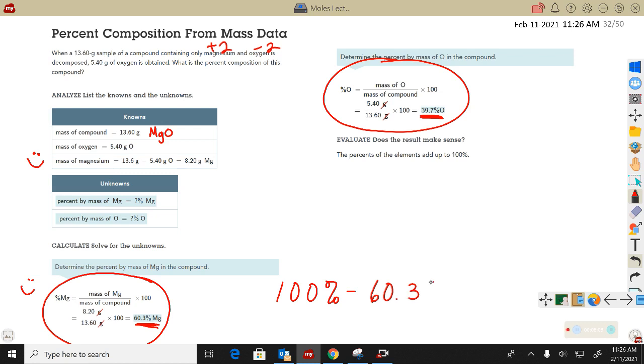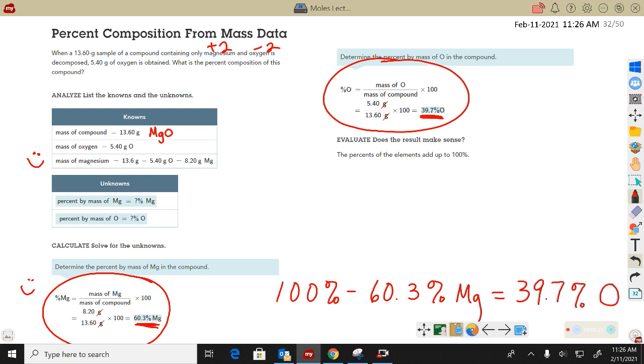Oh, what do you know? Magnesium. And the difference should be perfect, the 39.7% oxygen. So obviously you can set each of them up as mass of the element divided by mass of the compound. In the end, you can double check your work because they obviously should add to 100. Or you could just do one and then take that percent, subtract it from 100 to get the percent composition of the other element. Oh my gosh, this is almost sounding kind of fun, right?